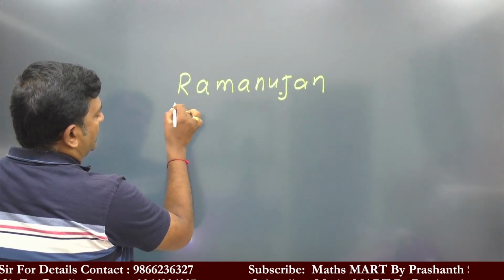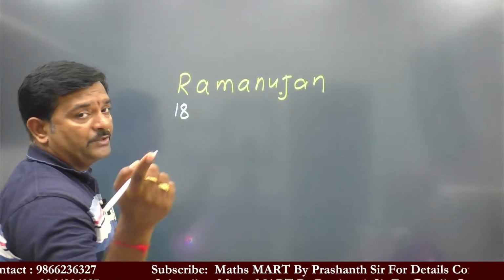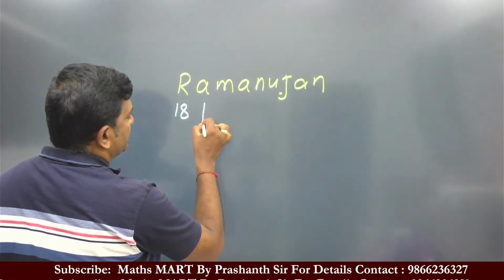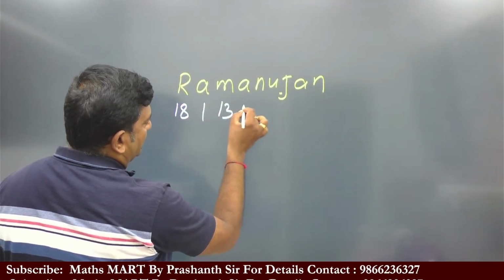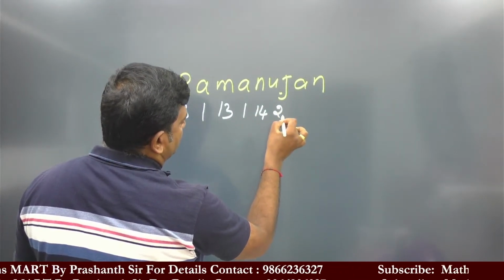Shall I say take R means 18 here? Yes. Because S means how much? Already you know S. S means 19. That is the reason R means 18. A means 1. M means 13. Again A means 1. N means 14. U means 21.